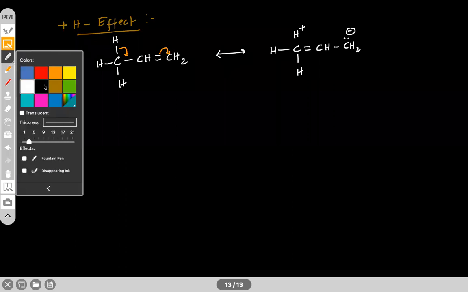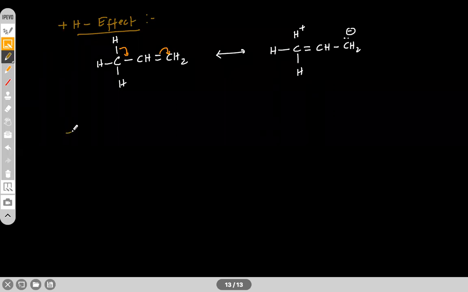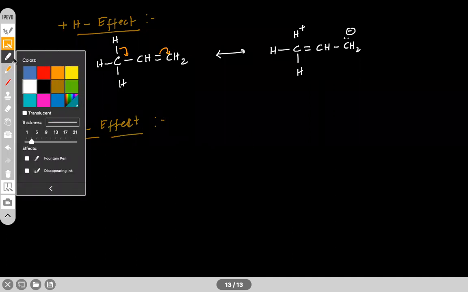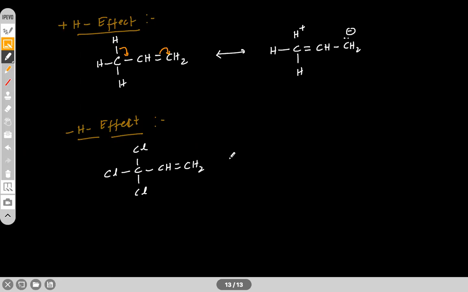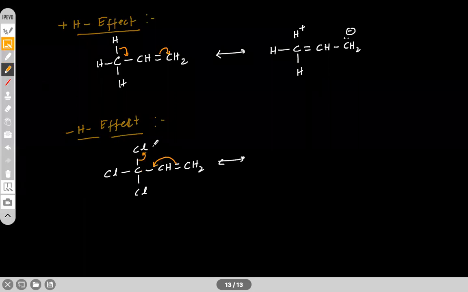Okay. Now what is minus H effect? Only one atom we have which shows minus H effect, and that is chlorine. Right. It takes the electron from the molecule. For example, you see this. Suppose we have Cl, carbon, Cl, CH=CH2. Now in this, what happens? This pi electron comes over here and is taken up by this chlorine, because chlorine is more electronegative.